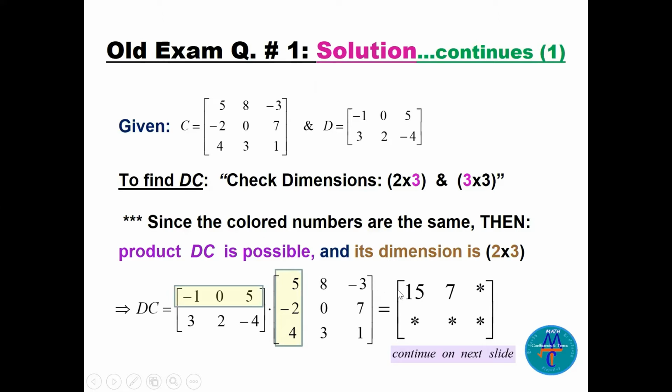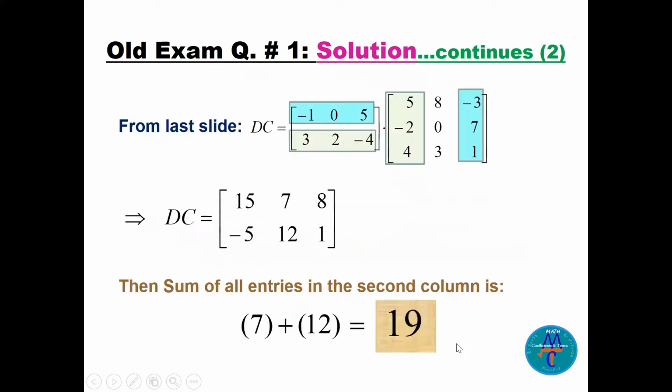So that's 15 here. Then we take row 1 by column 2 here. Minus 1 times 8, 0 times 0, 5 times 3. So that would be 7. You can continue like this. We see on the next slide. We continue row by column, row by column, row by column until we get 15, 7, 8, minus 5, 12, and 1.